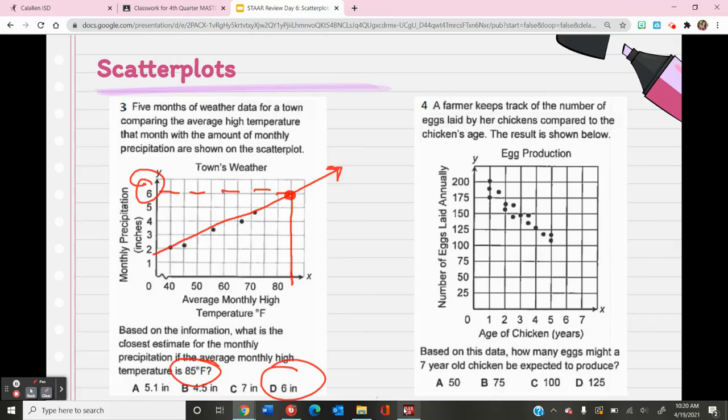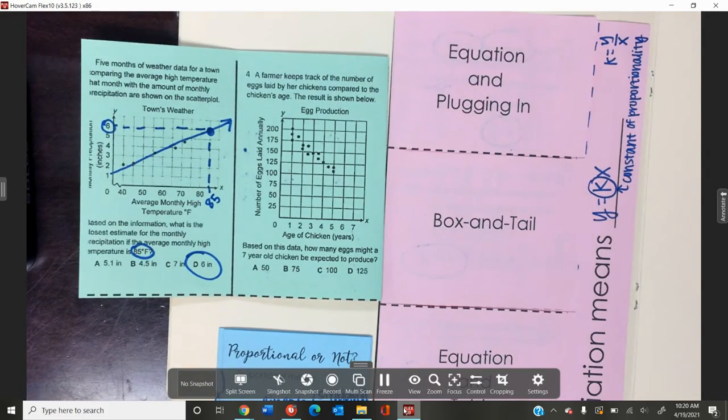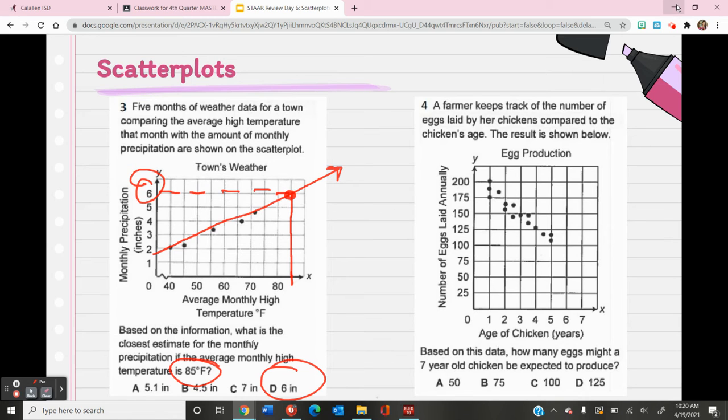So now looking at number 3 on your foldable, this is everything you should have written down. And now we're going to take a look at number 4. Number 4 says a farmer keeps track of the number of eggs laid by her chickens compared to the chicken's age.